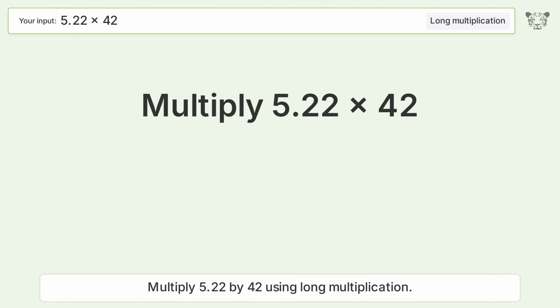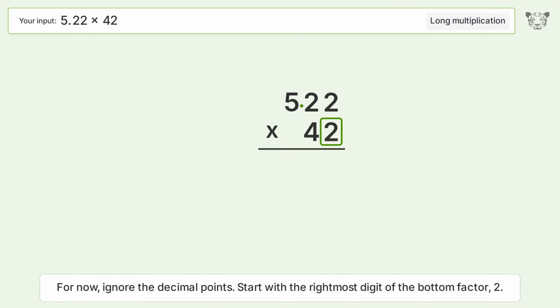Multiply 5.22 by 42 using long multiplication. For now, ignore the decimal points. Start with the rightmost digit of the bottom factor, 2.